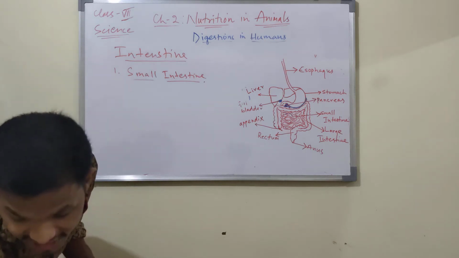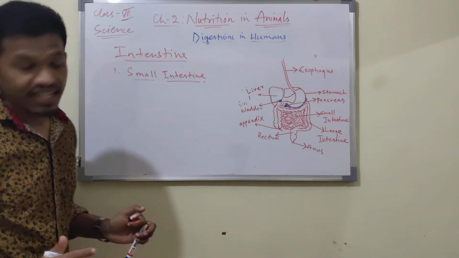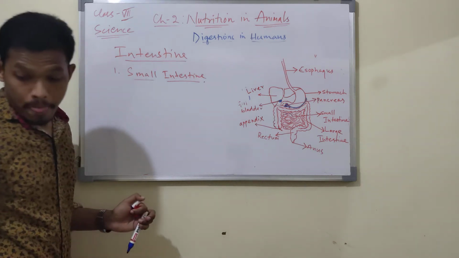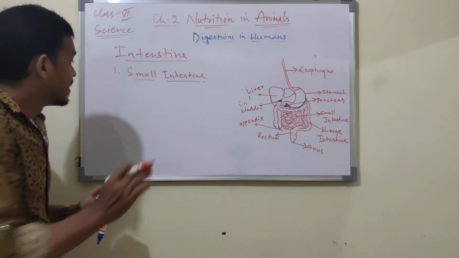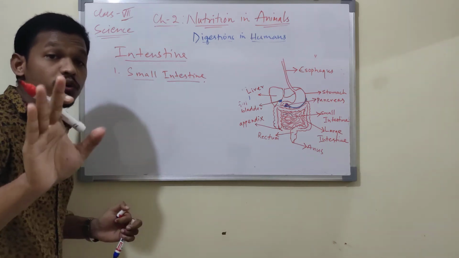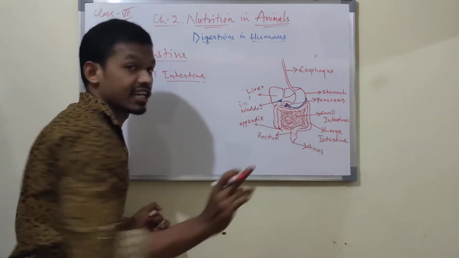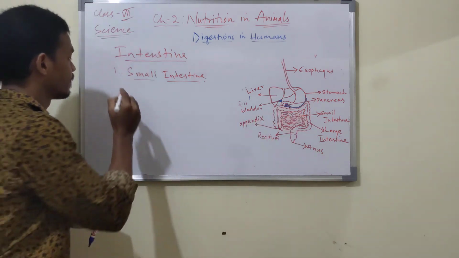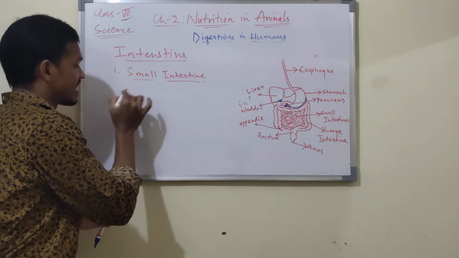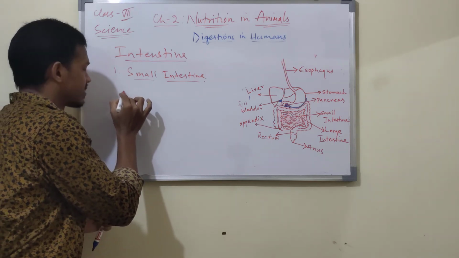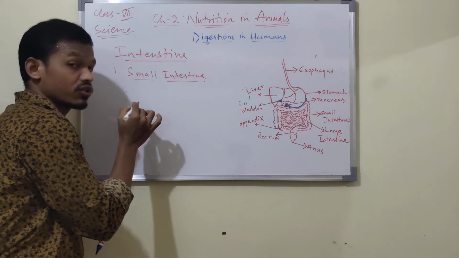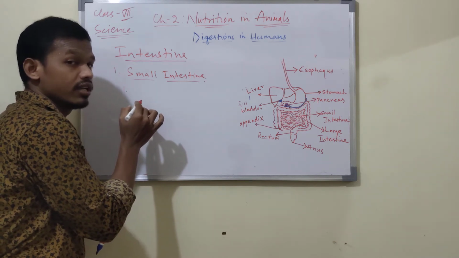So the small intestine is divided into three parts. What are they? The first one is duodenum.